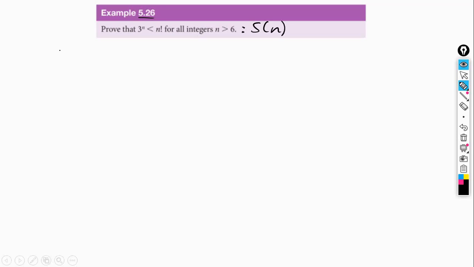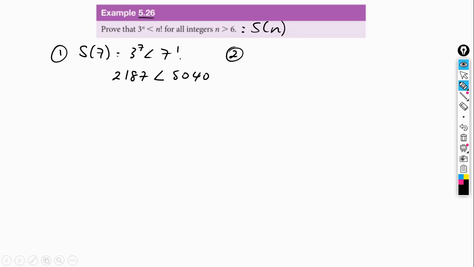And then the first thing we do is test normally the first value for which the expression is true. In this case, 7. And that's just that 3 to the 7 should be less than 7 factorial. And we see that this is true because 3 to the 7 is 2,187, and 7 factorial is 5,040. So it's true for this statement.